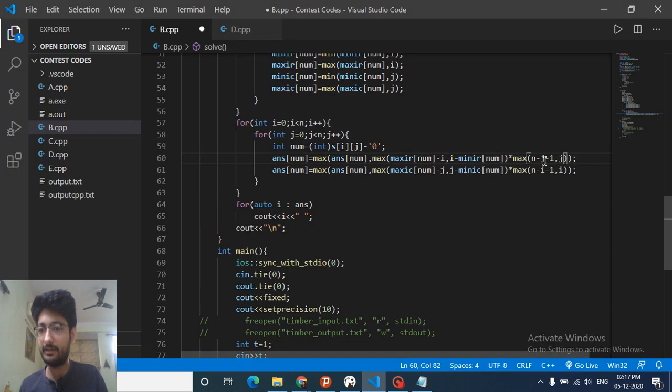Okay, and we'll do the same thing for rows and columns. It's just the same, and then find out the answer. Find the answer for every possible digit and just output the answers.